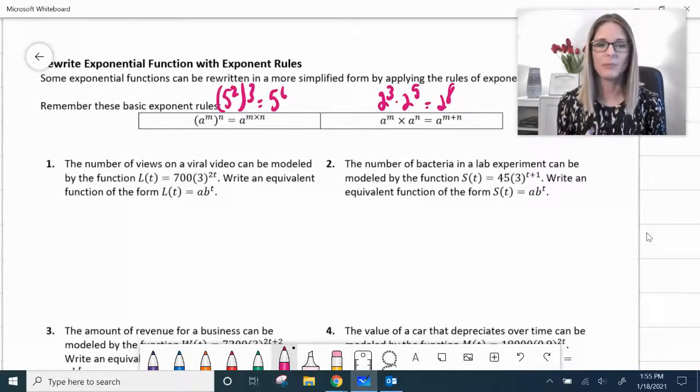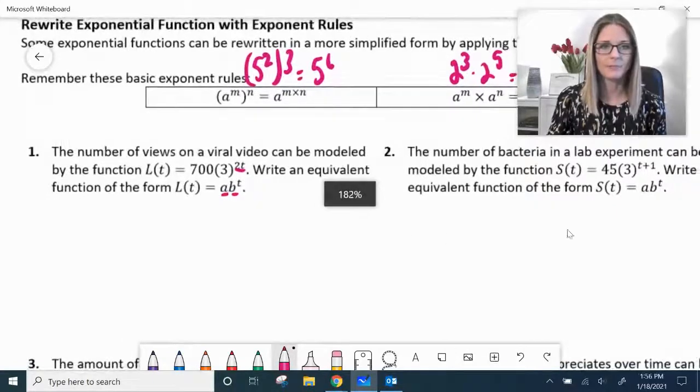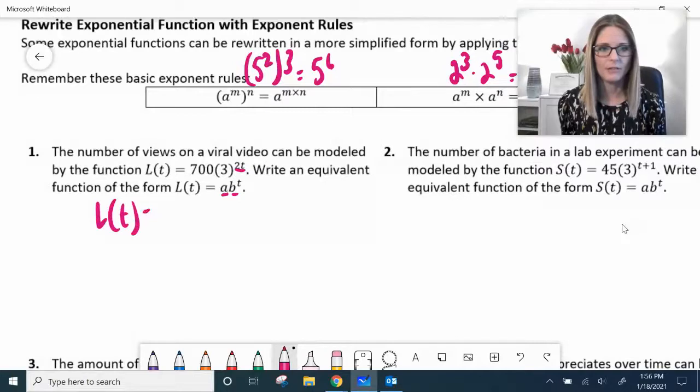Number one, the number of views of a viral video can be modeled by the function L of t equals 700 times 3 to the 2t. 2t is our exponent there, right? An equivalent function in the form of L of t equals a, so some kind of coefficient. You can have a coefficient number right there and then have a base with an exponent. So the only thing we want is to get rid of this 2t piece. We want to kind of simplify that down. So what we can do is take L of t. I'm just going to write my original problem.